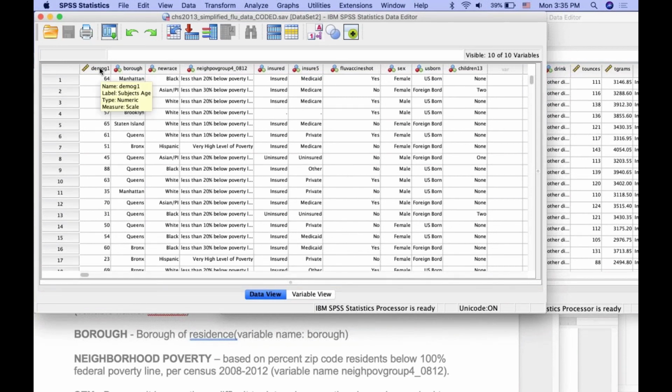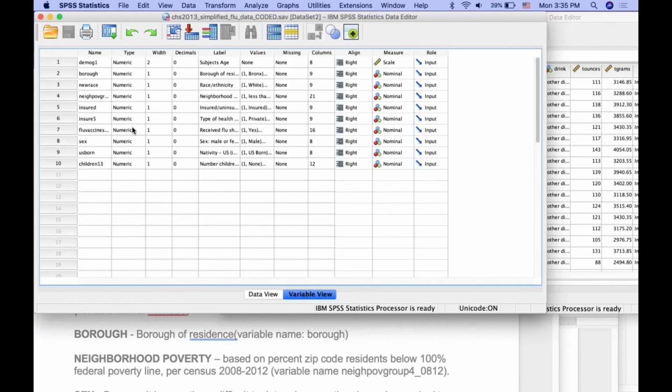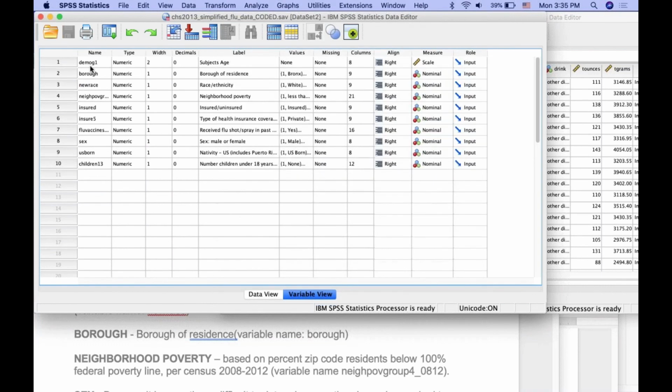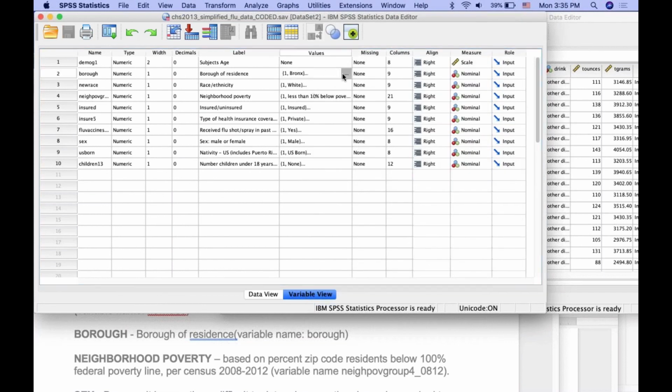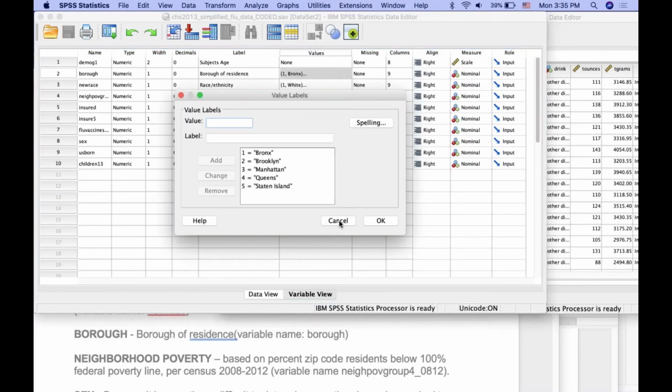Demog1 happens to be age, the age of the person. I don't know why they gave it that variable name, but again, you can see why we like using those labels, right? So what is that Demog1? It's the subject's age. Borough is borough residence, a little bit easier to understand. And you'll notice I also coded in the values for you. Like for the borough, I've coded in what those values mean.